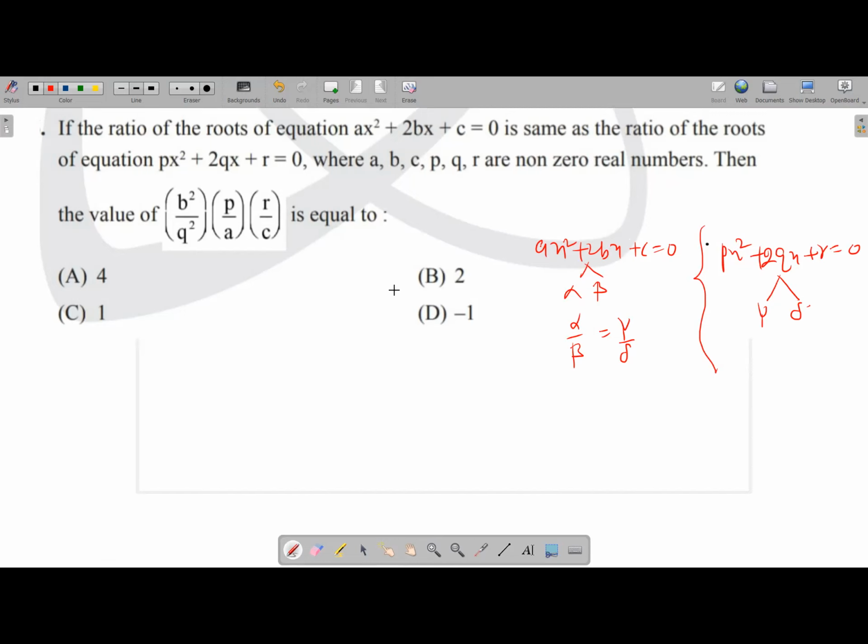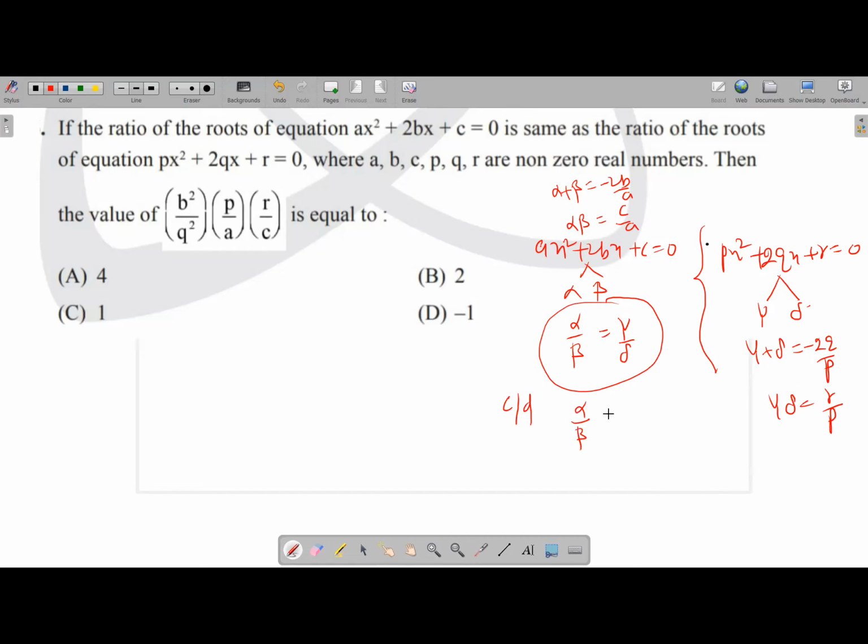Then we have to find this thing. You know that the sum of the roots is minus 2b by a, and the product of the roots is c by a. And here gamma plus delta, the sum of the roots, is minus 2q by p, and the product of the roots is r by p. Correct? Now we have this kind of relation: alpha plus beta, alpha into beta, gamma plus delta, gamma into delta. But with the help of this ratio, how will you find that? Use componendo and dividendo.